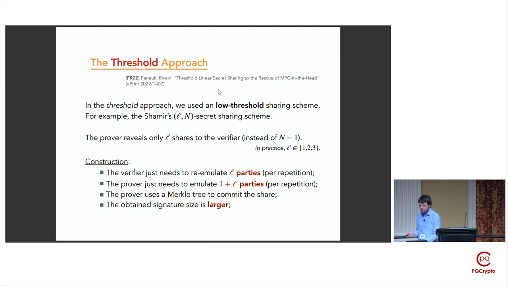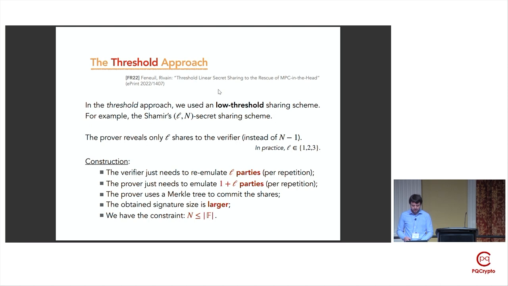And the last important thing is since we use a low threshold sharing scheme, we have the constraint that the number of parties is limited, upper bounded by the size of the field. It's a property because of the MDS conjecture. And we have this constraint: we cannot take a large N if we are working on a small field.